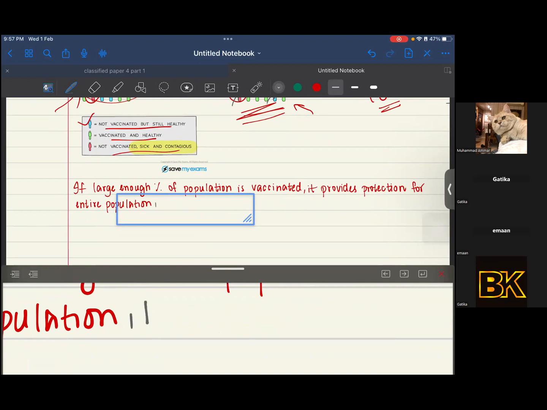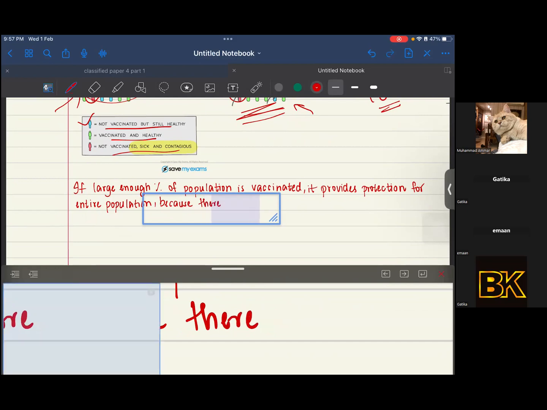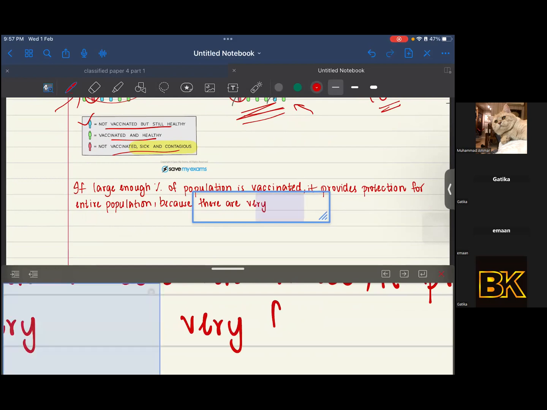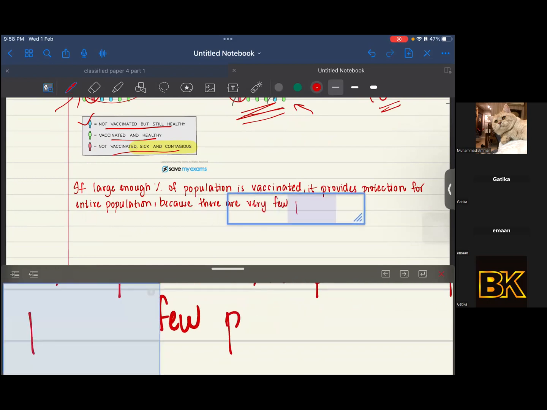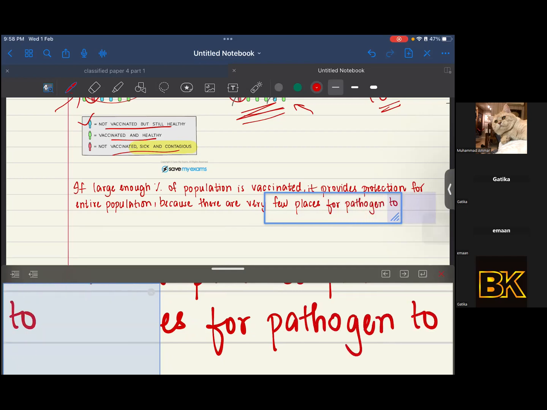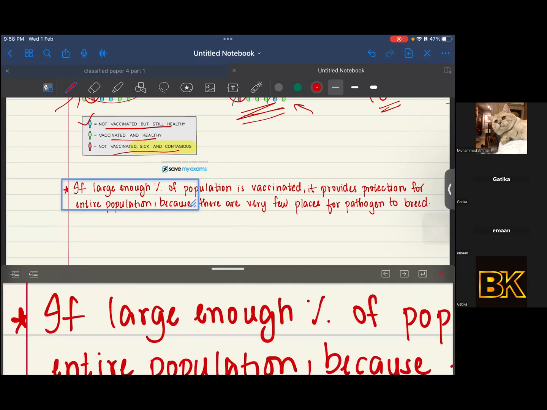Why? Because there are very few people in which the pathogen can go and then spread out. Very few places for the pathogen to breed. Clear? Yep. Iman, clear? Yes. Okay, cool.